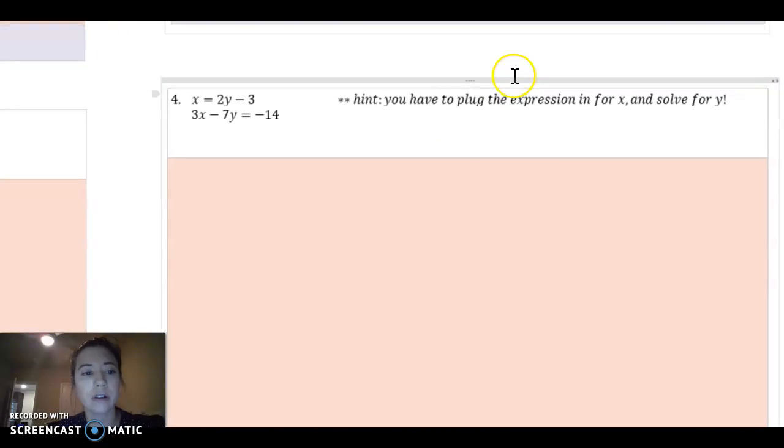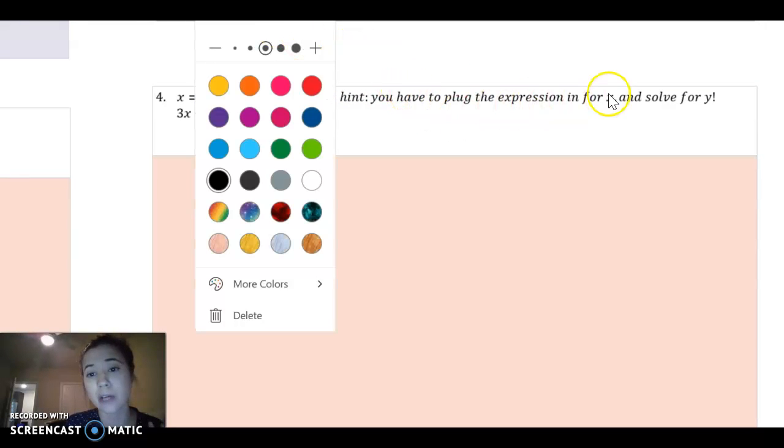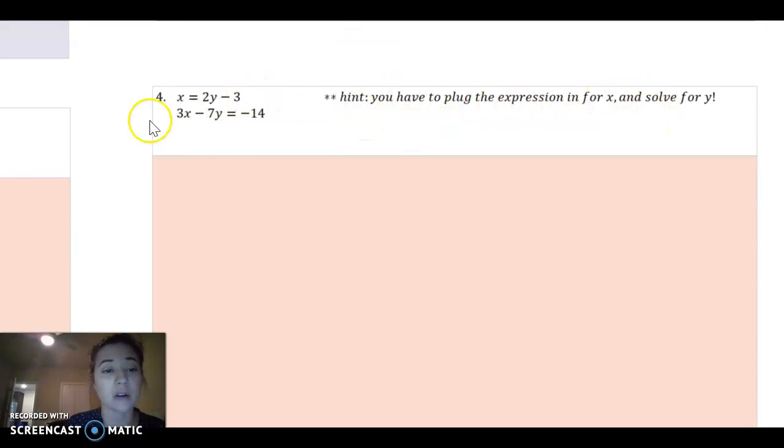So number 4 looks like x equals. The only difference with this one, you have to plug the expression in for x and then solve for y. So this is what x equals. So you would take this and plug it in for x instead of y. So then you would solve for y and then plug it back in to solve for x. So we're just kind of flipping it around here. You're solving for y first.